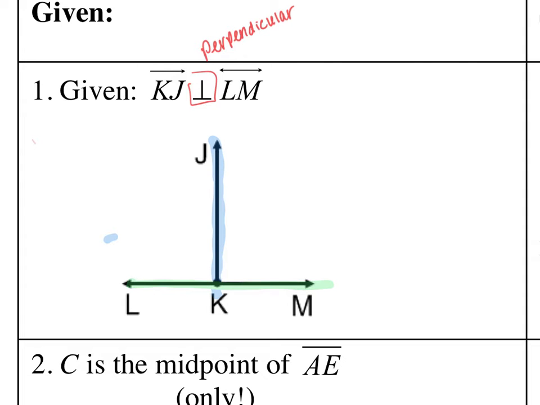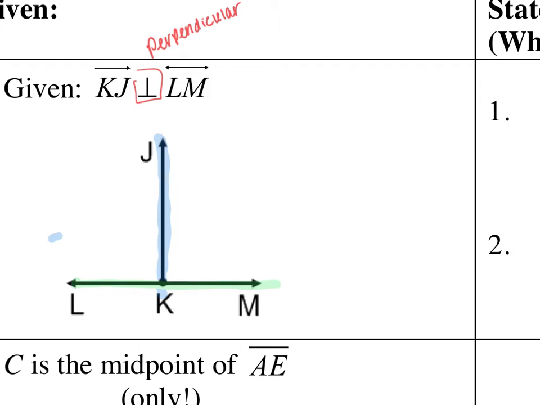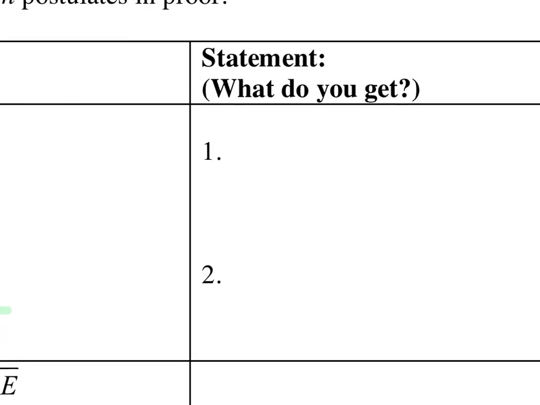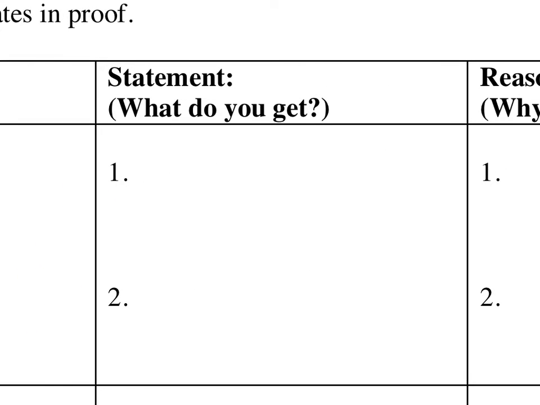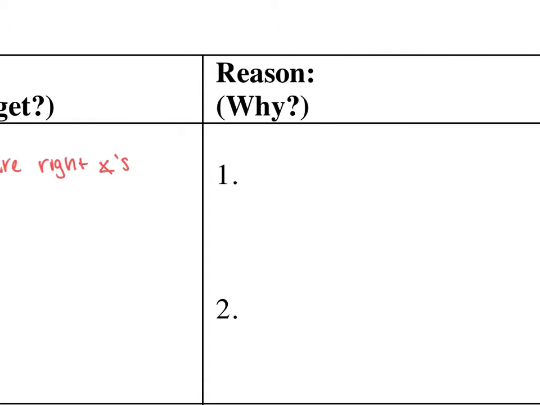So when I look at that, I can see that I have right angles. So when I have my right angles, I can say angle 1 and angle 2 are right angles. That's the first thing you can say. And your reasoning could be definition of perpendicular, or perpendicular lines create right angles.